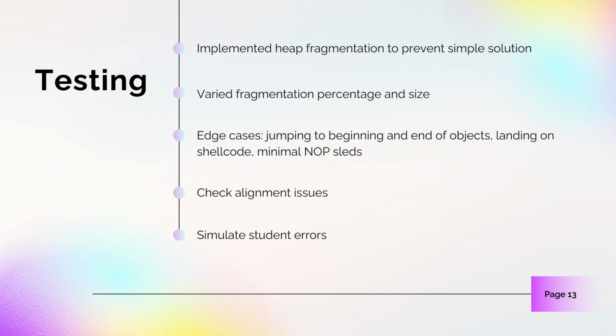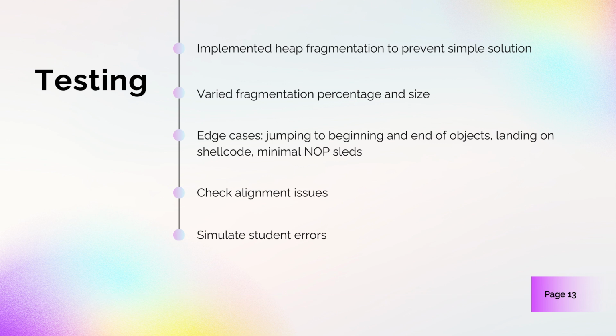Testing proved to be rather time-consuming. The program was initially written to call an external program, but was eventually modified to call a function within the same program. The initial draft of the program didn't contain heap fragmentation. However, I quickly realized that students could simply create one long NOP sled followed by shellcode, which would almost always succeed. To make the exercise more realistic and educational, I introduced fragmentation.